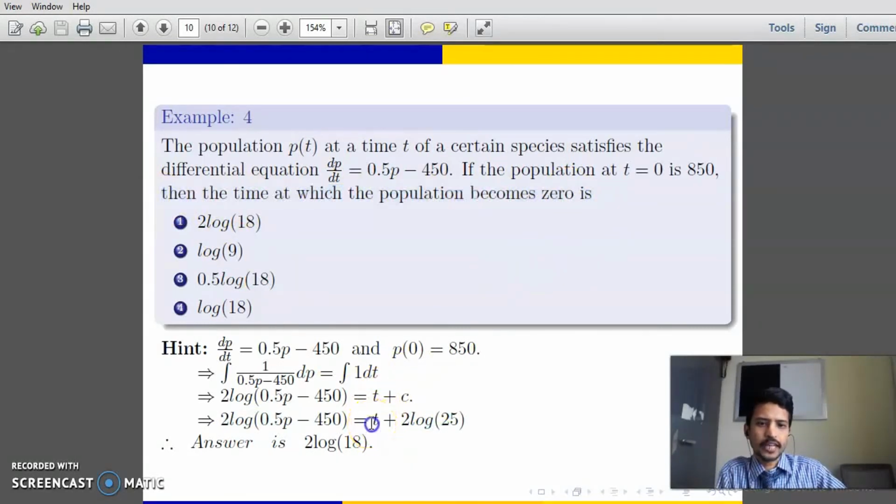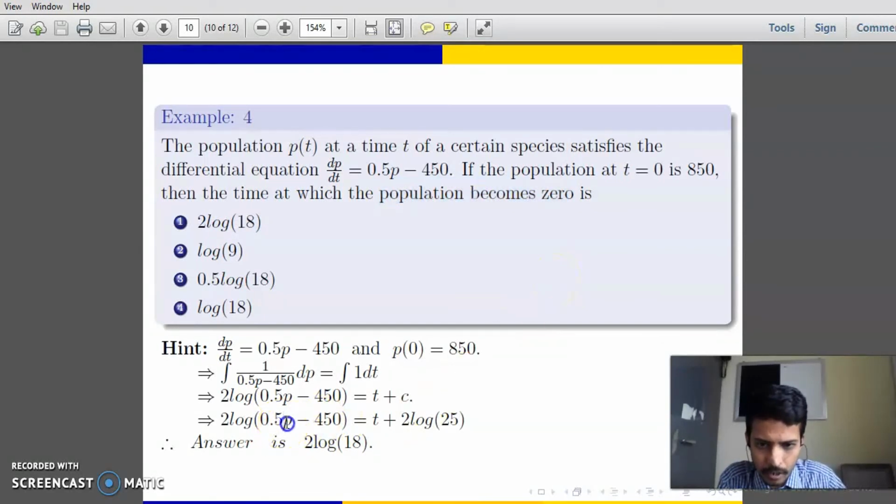For what value of time t is the population p equal to 0? So the question is how to find out that t. But the hint is given that the population becomes 0. What is the meaning of population becomes 0? P is equal to 0.